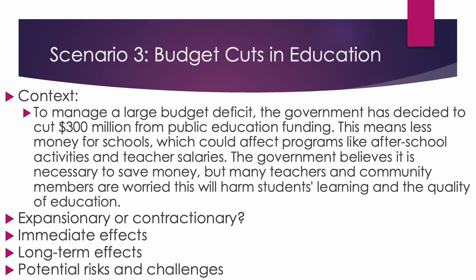Good job with that. Let's move on to our third scenario, less money for schools. So now we're going to imagine the government doesn't have enough money. They decide to take $300 million away from schools. This means less money for after-school programs and teacher pay. The government says they need to save money, but many people are worried about how this will affect students.